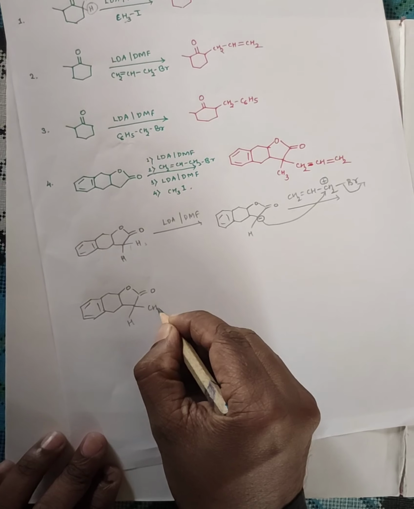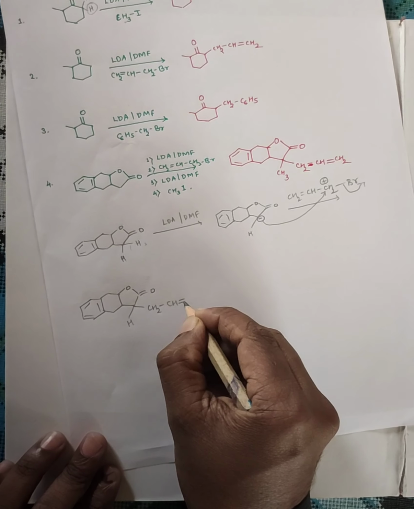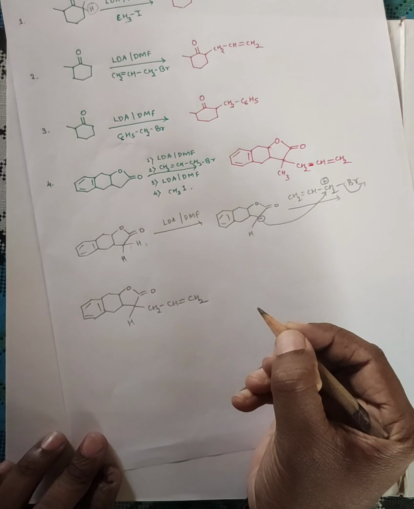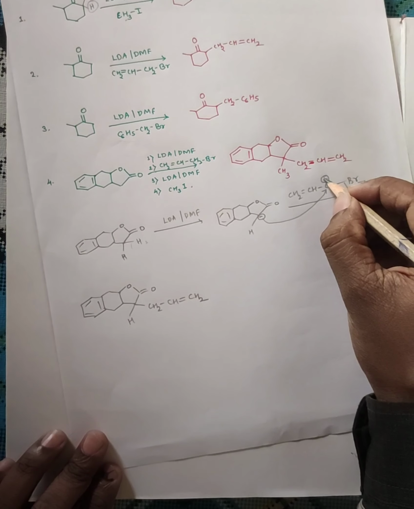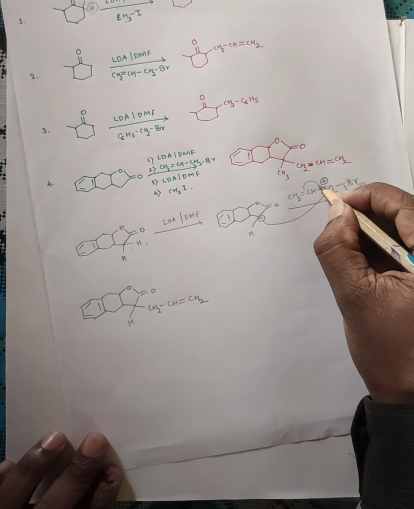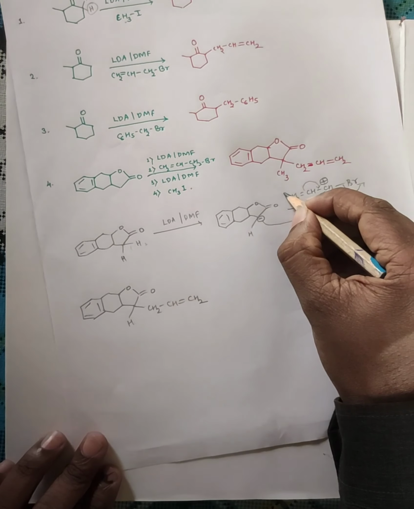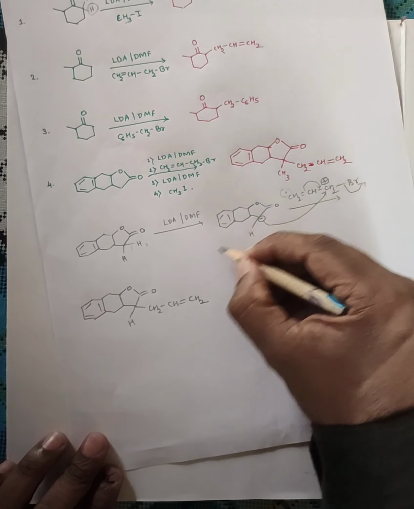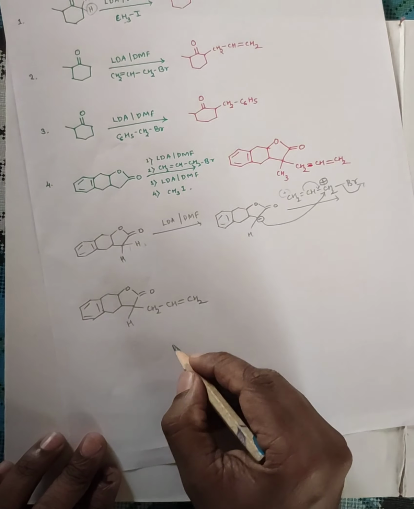Next I will take CH2 single bond CH double bond CH2. Okay, even if you do it like this, Br will go, this will be a plus charge, and this will come here. Even you can do it like this.